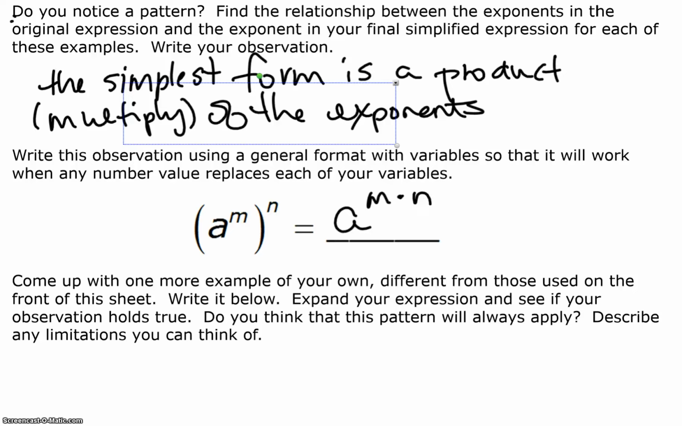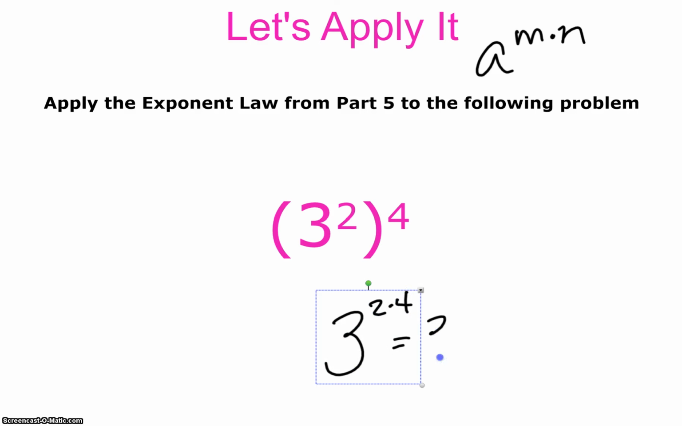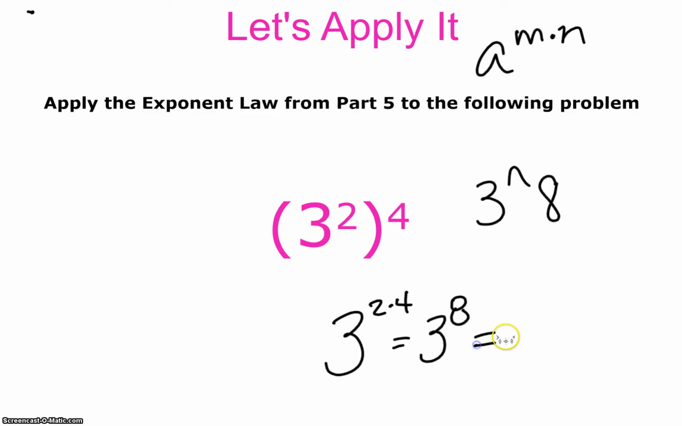Now go to your ISN or paper so we can do examples. We know that it's A to the M times N. So 3 is your A. 2 times 4 equals 3 to the 8th power. Because they're both numbers, you need to put this in your calculator. If you put it in your calculator, it's 3 with the caret and then an 8. And you would get 6,561.